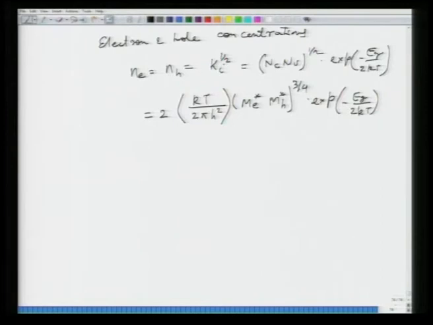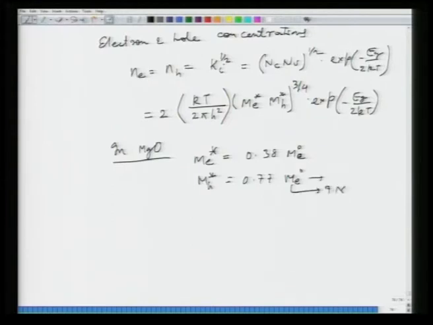So, what I have done is basically replace the value of Nc and Nv in those expressions. This is how it becomes, and in MgO we know that Me star is equal to 0.38 of Me naught, and Mh star is equal to 0.77 Me naught. Typically, effective mass of hole is much higher as compared to effective mass of electron, and Me naught is 9.1 into 10 to the minus 31 kg.